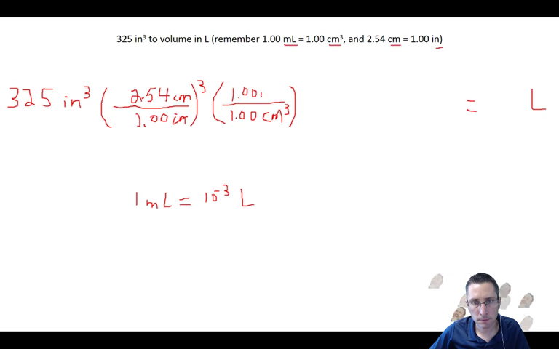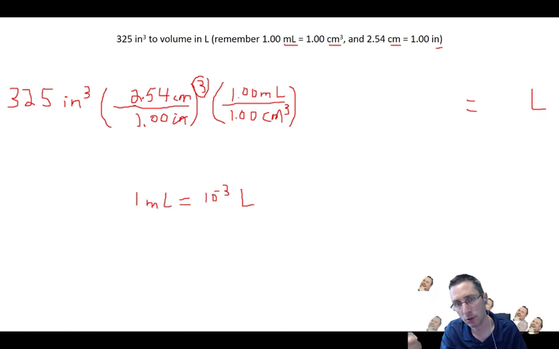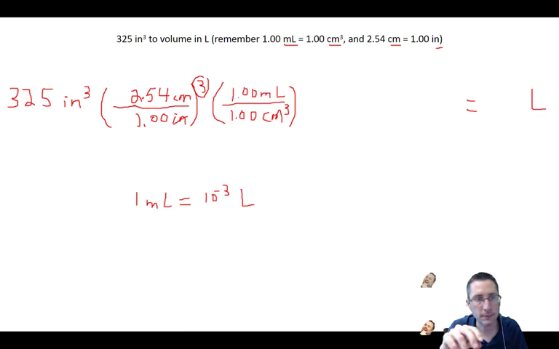Milliliters. Okay, and I want to stress that again. This cubed right here means I write out 2.54 centimeters per 1 inch 3 times. So I'm going to have to multiply 325 by 2.54 times 2.54 times 2.54. That's the same as writing 325 times 2.54 to the third power. It's just a shorthand to save some space, but that is a cubic centimeter. That'll cancel that cubic centimeter.